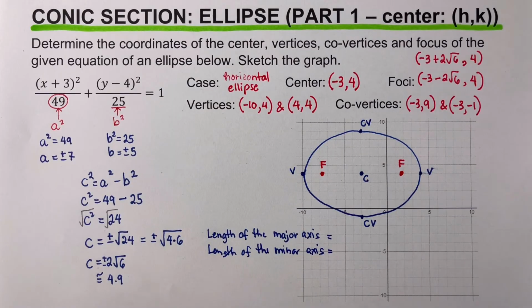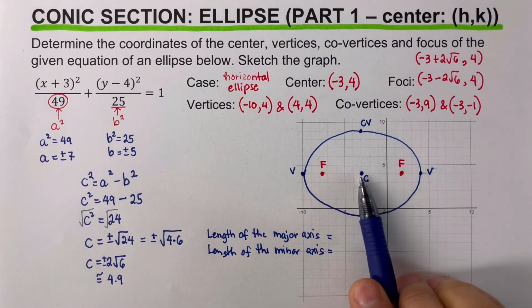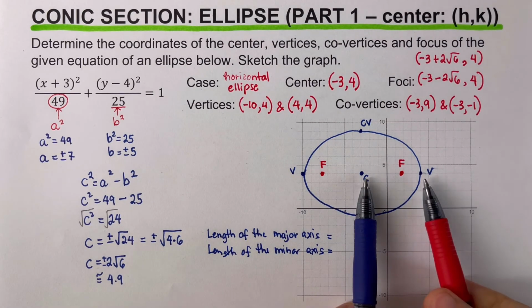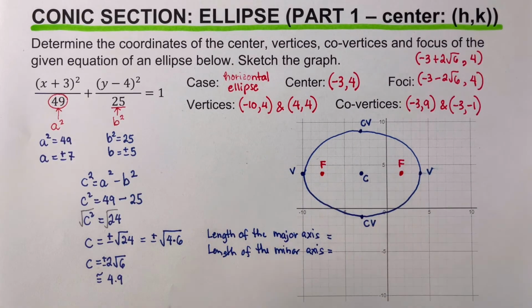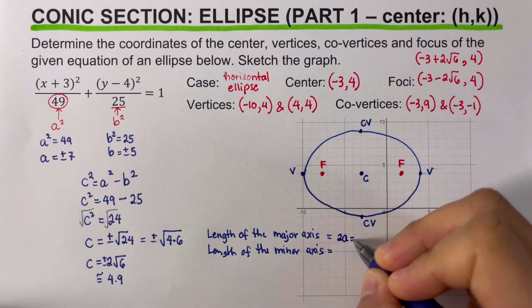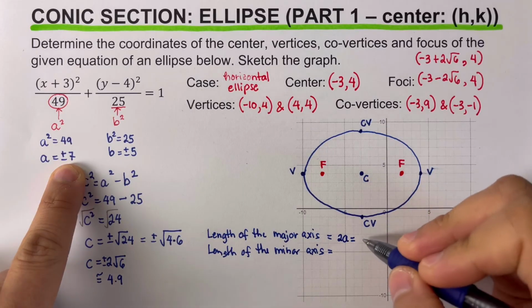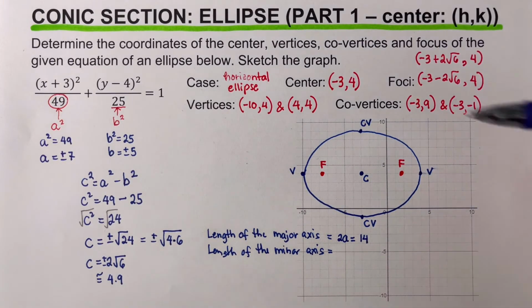Now we remember that the length of the major axis, this one right here. We say that the length from the center to the vertex is A, and so the length of the major axis is 2A. So I'm going to go ahead and write 2A right here, and that is equal to, since our A is 7, 2 times 7 is 14.